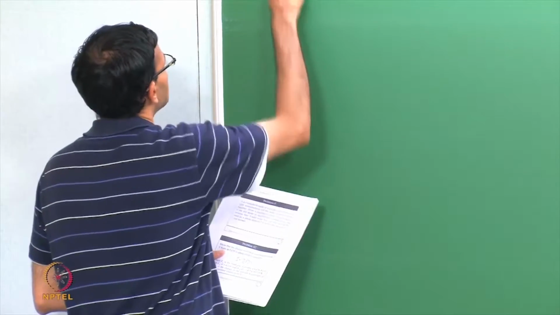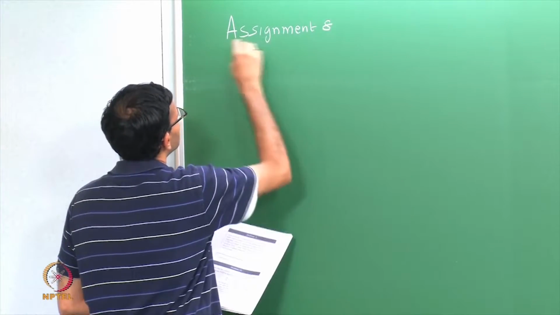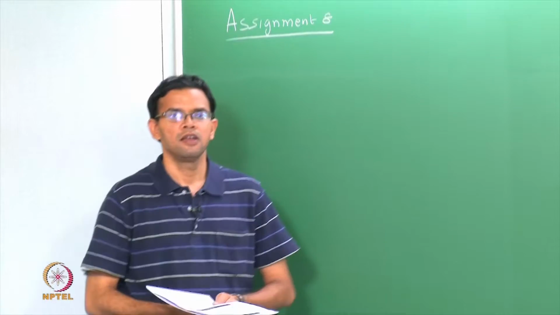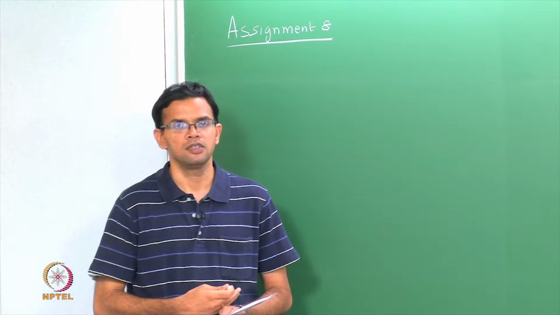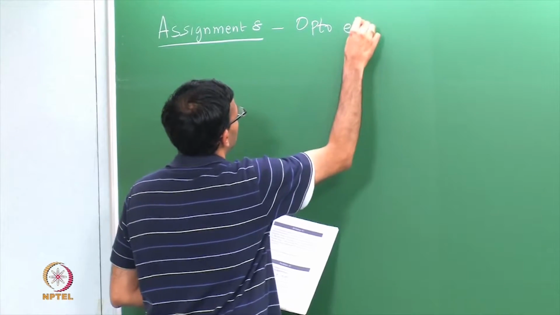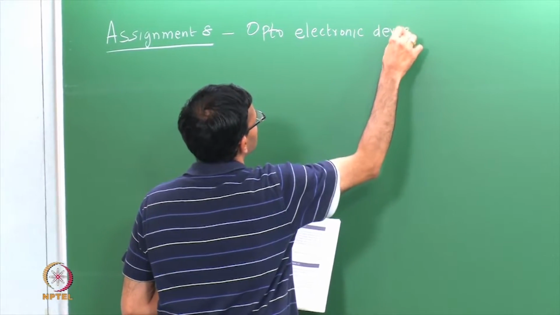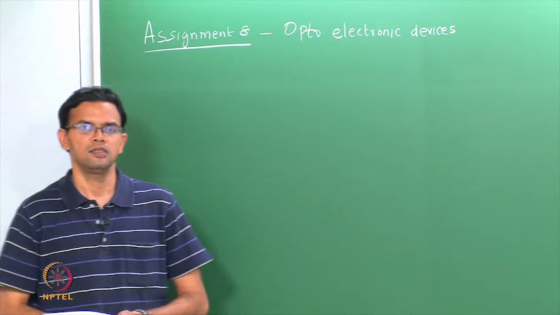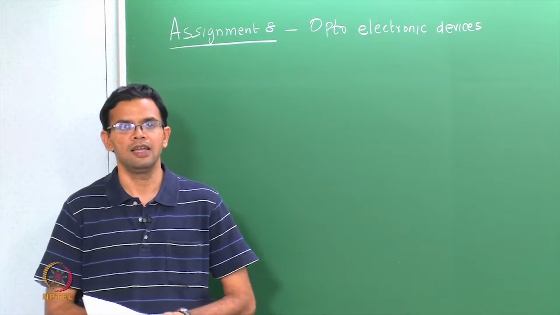In today's assignment, we are going to look at optoelectronic devices. So, this is assignment 8. In assignment 7, we looked at problems dealing with general interaction of light with semiconductors. Today, we are going to look specifically at some problems leading to devices. So, in the classes, we looked at photodetectors, solar cells, LEDs and lasers.